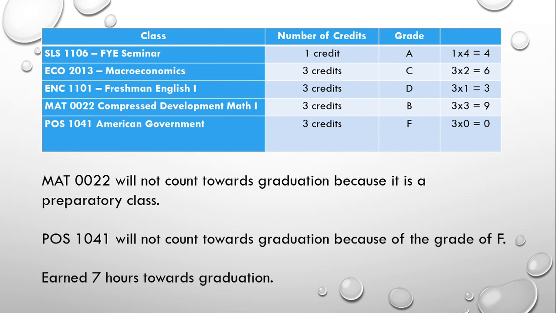Okay, so let's look back at this person. For this, that compressed development math, that's not going to count. Those credits are not going to count towards graduation, nor will the American Government because of the grade of F. Everything else will count towards graduation. So this person earned 1 for seminar, 3 for macroeconomics, 3 for freshman English. So this person will have earned 7 hours towards graduation.